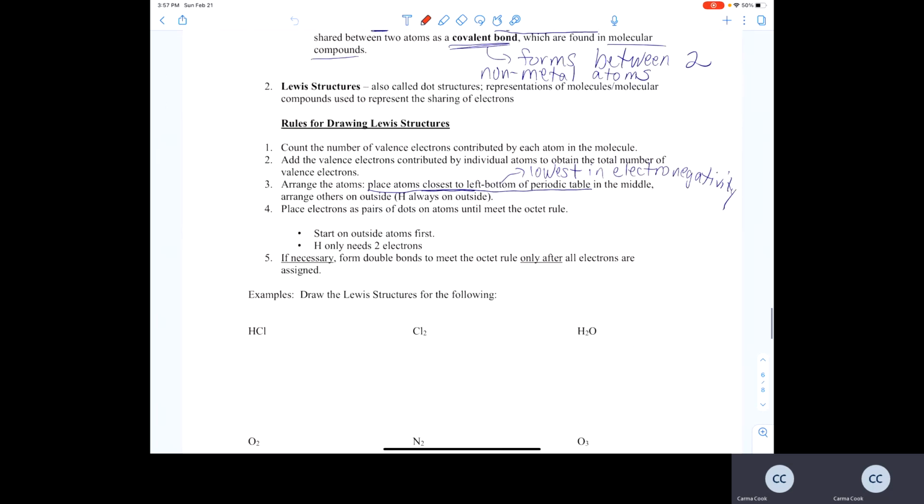And so we're going to place the lowest electronegative element in the middle. And we're going to arrange all the other elements that make up the molecule around that central atom. Now, hydrogen, no matter what, will always be on the outside. Hydrogen will never be the central atom.